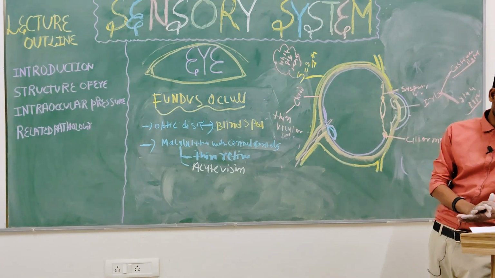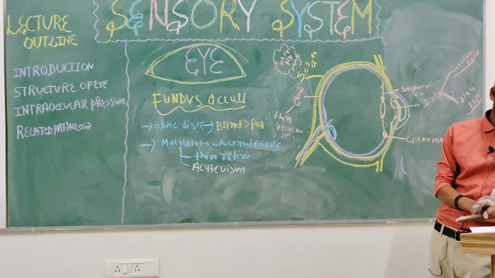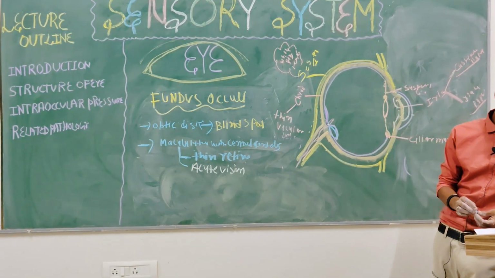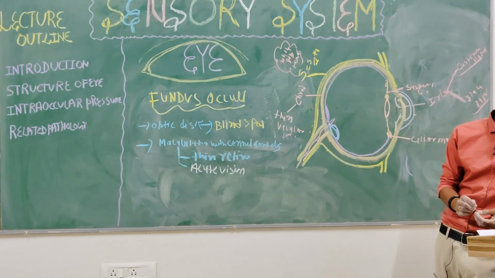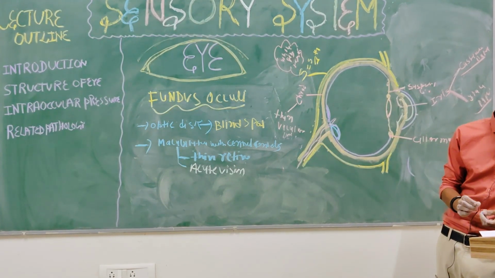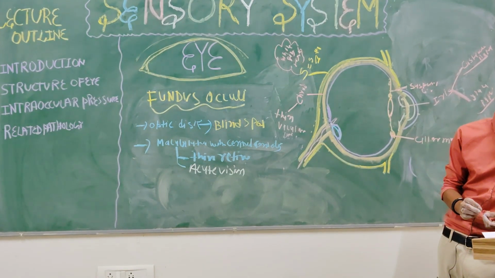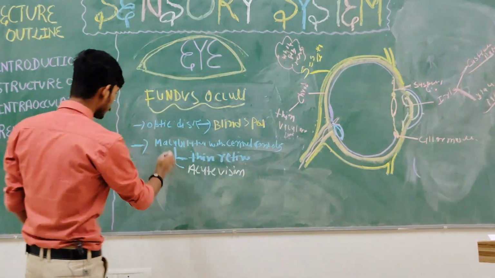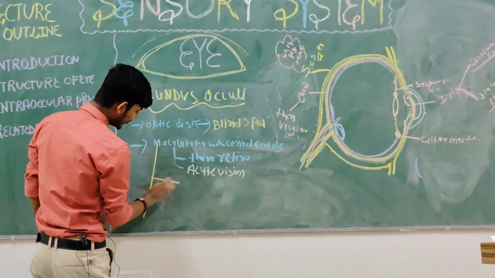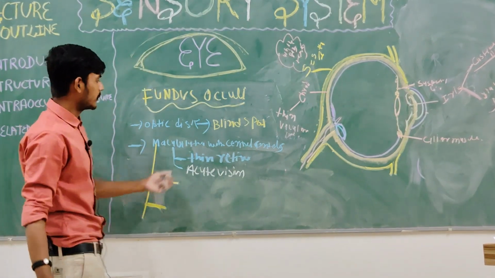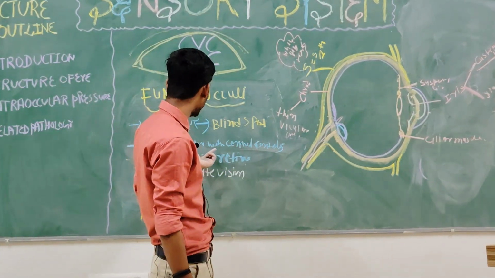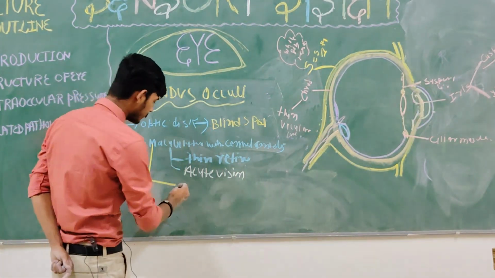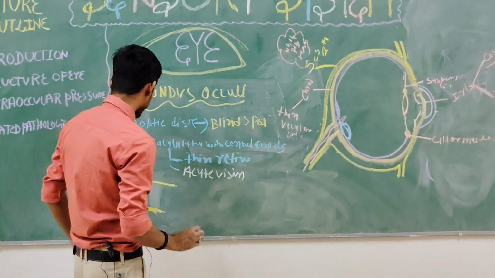The first one is called the dry age related macular degeneration, dry AMD. And the second one is called the wet age related macular degeneration, wet AMD. Okay, understanding? Now I should be more specific in the lecture. Sometimes what happens is the macula lutea starts to degrade, and mainly it happens while we are aged.